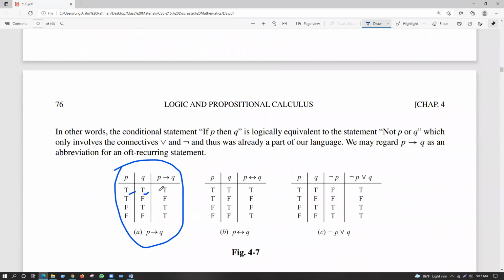True and true give the statement true. True and false give the statement false. False and true give the statement true. False and false give the statement true.